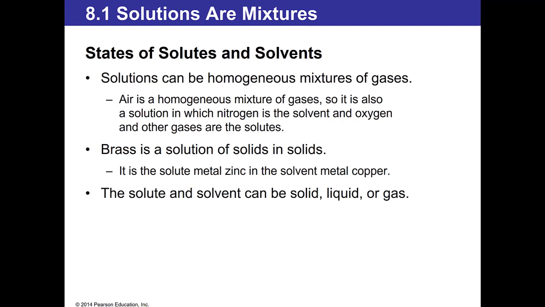Brass is an example of a mixture where you have the solute zinc in a solvent metal, copper. They're both solids. You have to heat them to a liquid, mix them together, and brass doesn't tarnish as quickly as copper does, which is the reason why they make this mixture. So it just has a little bit better shine to it.